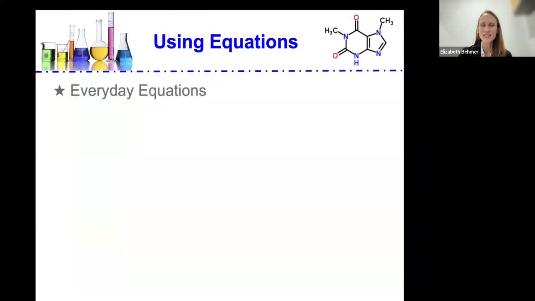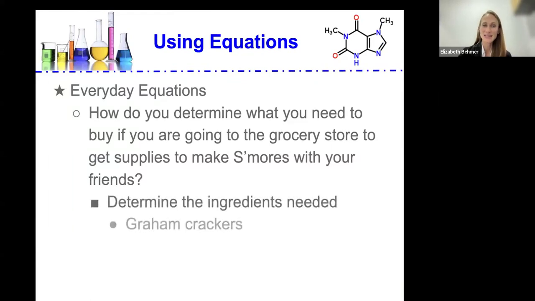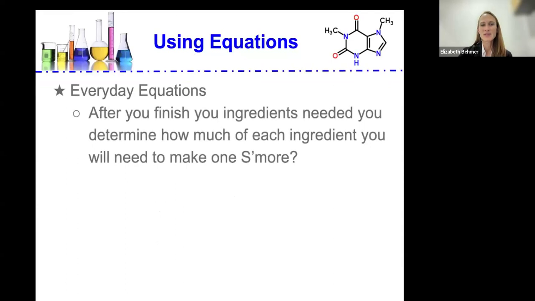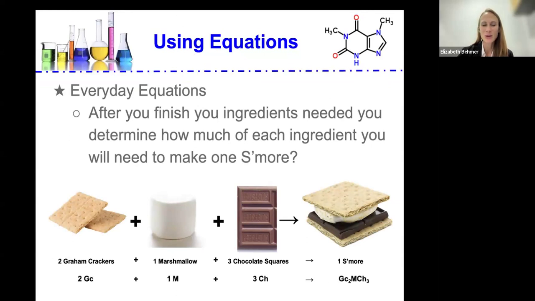So using equations and the arithmetic of chemical equations, everyday equations, how do you determine what you need to buy? For example, if you're going to the grocery store to get supplies to make s'mores with your friends, you need to determine the ingredients needed, like graham crackers, marshmallows, and chocolate. After you finish your ingredients needed, you determine how much of each ingredient you need to make one s'more. So we need 2 graham crackers, 1 marshmallow, and 3 chocolate squares to make one s'more.